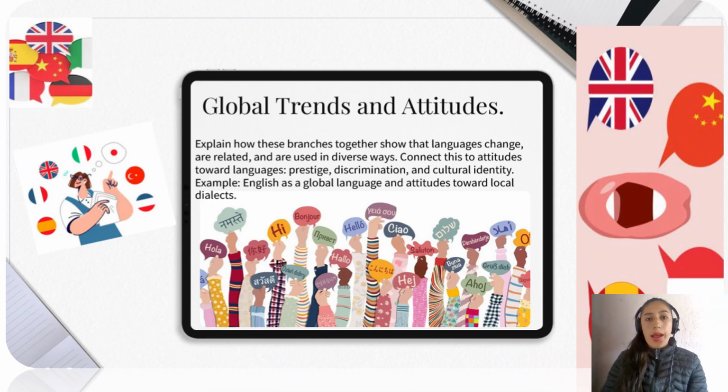When we integrate these three approaches together, we understand that languages change, interact, and are used in various ways. This is reflected in attitudes toward language, where some varieties are considered prestigious, while others may be subject to discrimination. One example is English as a global language and the different perspectives on its dialects, such as Bristol English and Kirkcaldy English.